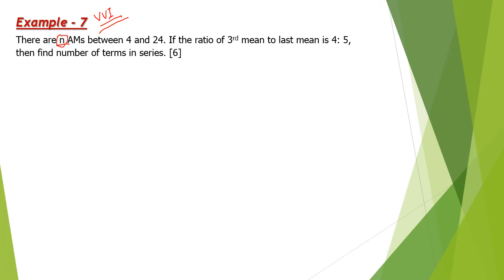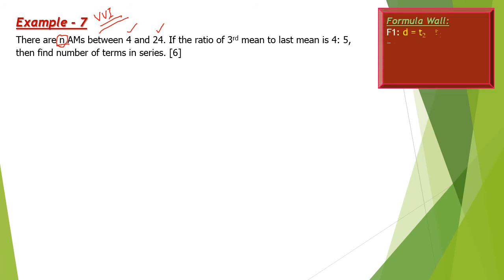Number of terms is n plus 1 plus 1, that is n plus 2. This is the number of means, and if we add the extreme values to the number of means, then we will easily get the number of terms in the series. Now, only formula 1 will be used. Now let's write the solution here.